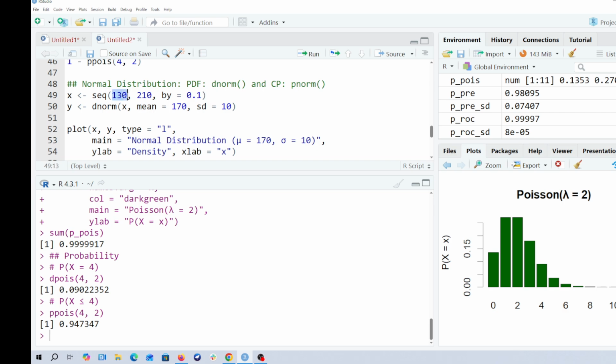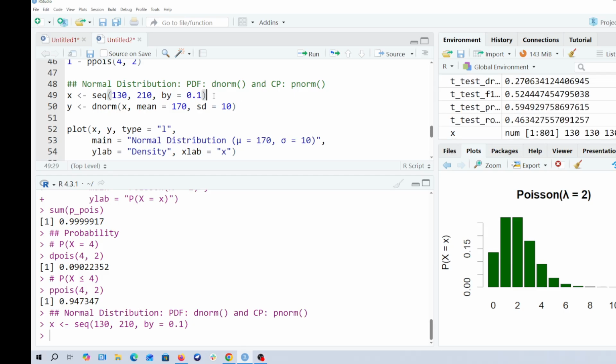Now, if I want to generate a sequence of numbers from 130 to 210, and I want the difference to be by 0.1, I can do this in R by using what? seq. So if I run this, let's just see how it looks like.